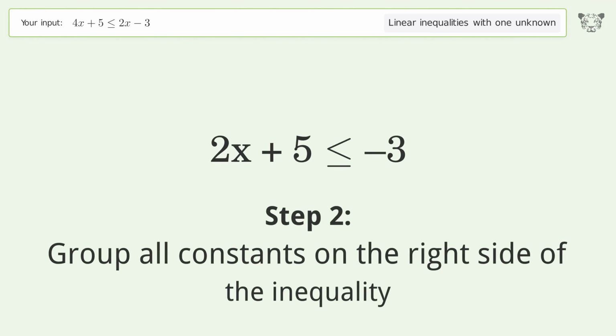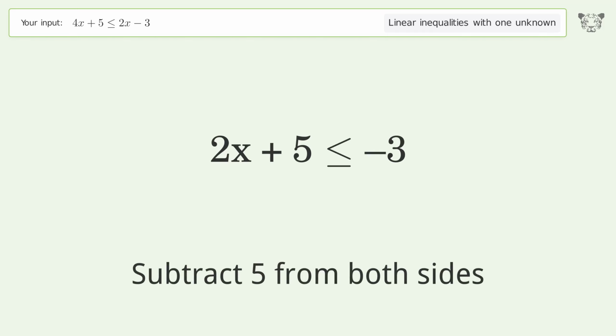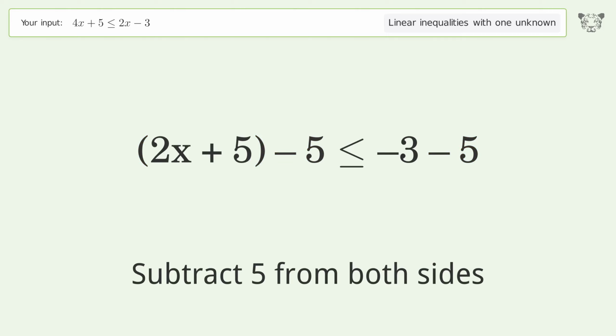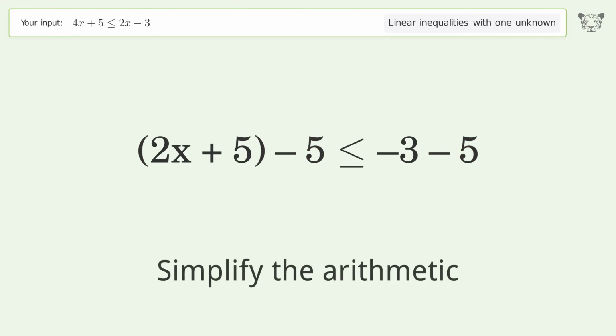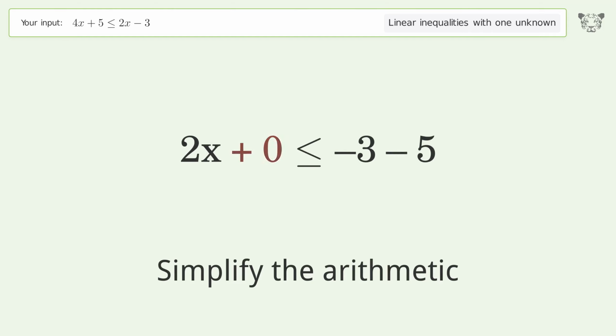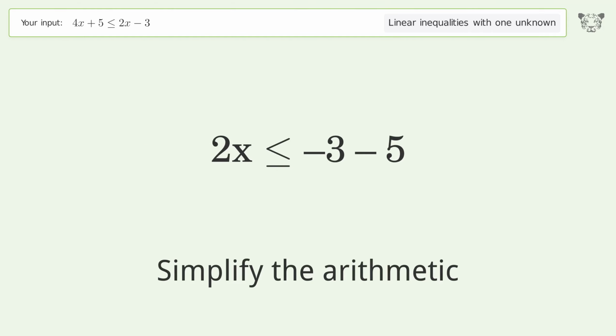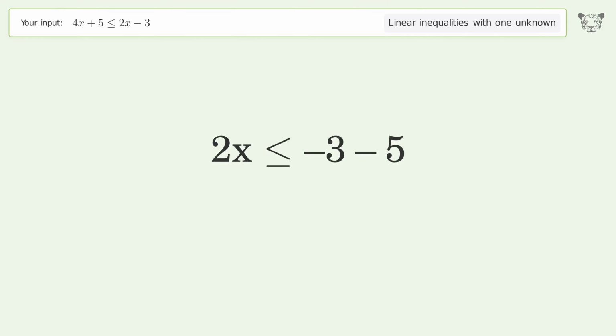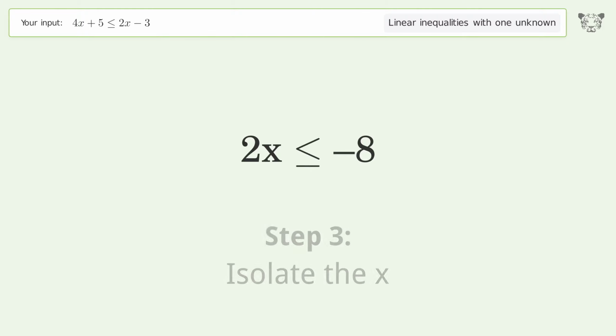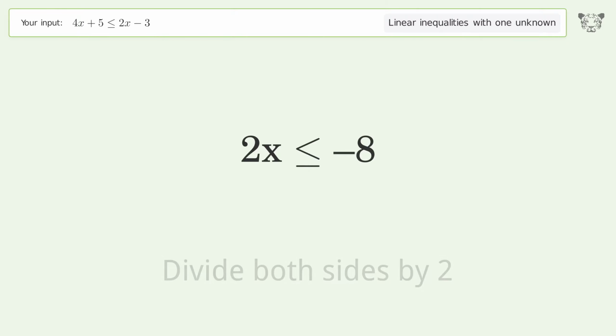Group all constants on the right side of the inequality. Subtract 5 from both sides. Simplify the arithmetic. Isolate the x. Divide both sides by 2.